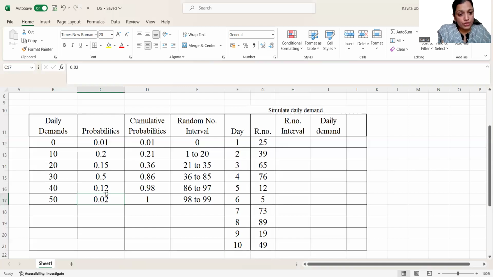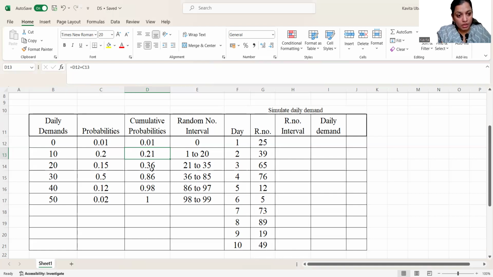Now, for the solution part, we need to calculate cumulative probabilities. We calculate cumulative probability by adding, like, 0.01 plus 0.02. So the first answer will be 0.01 as it is. Then the second cumulative probability will be 0.01 plus 0.02. That would be 0.21. Likewise, we calculate probabilities for having daily demand 10. The cumulative probability will be 0.21.